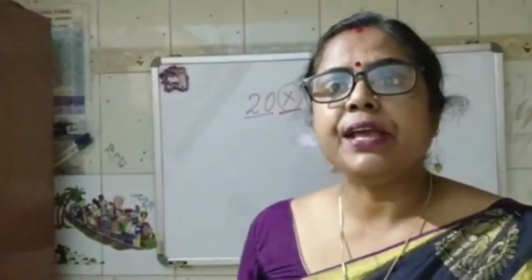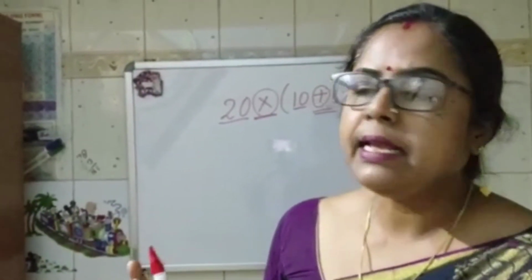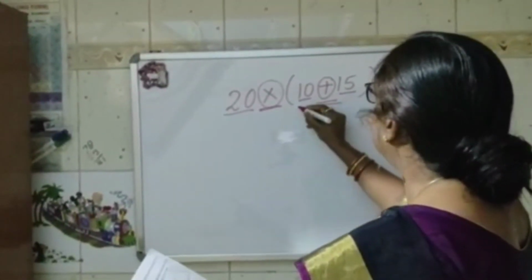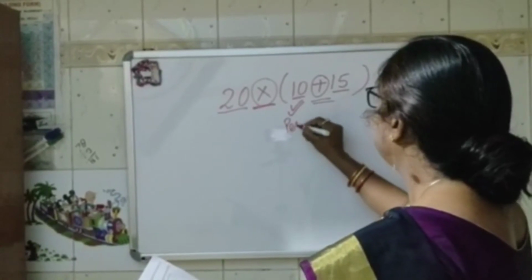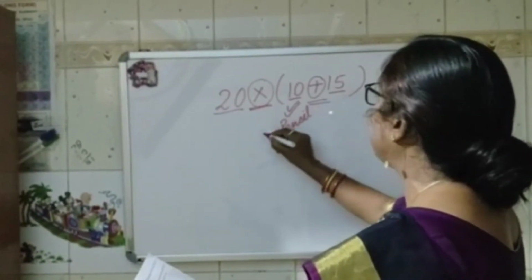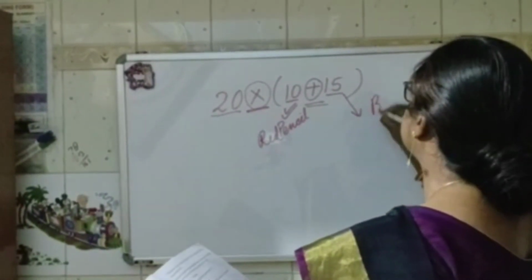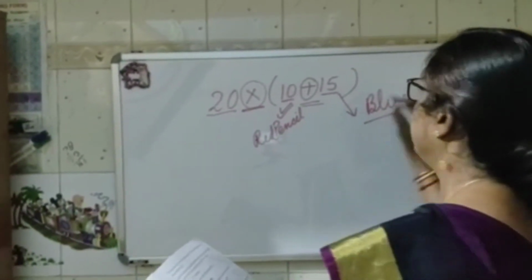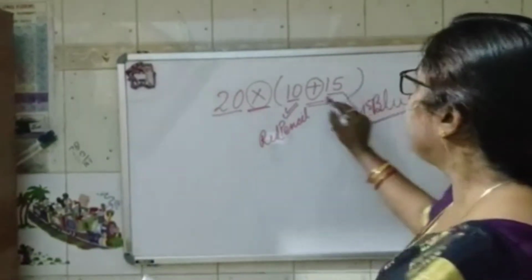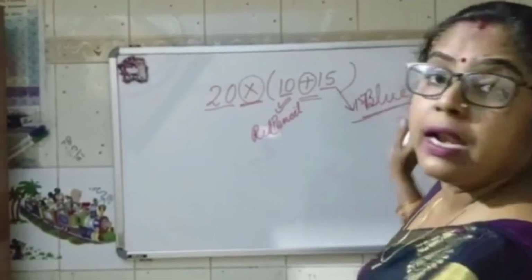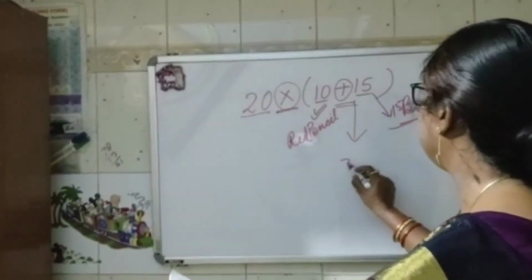Now how will we frame the question, what do we have to do? Just take that there are 10 red pencils and 15 blue pencils. So first of all, we will find out how many pencils there are in total. So this is total 35 pencils.